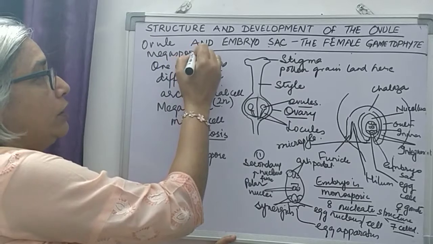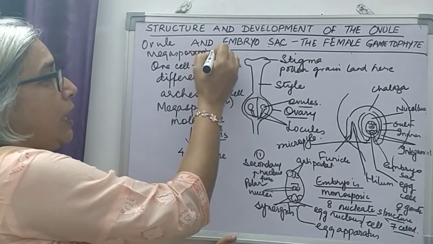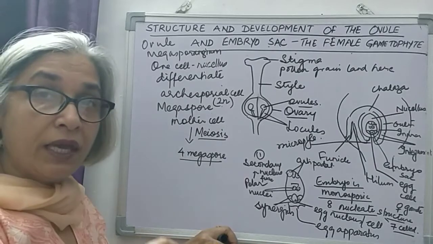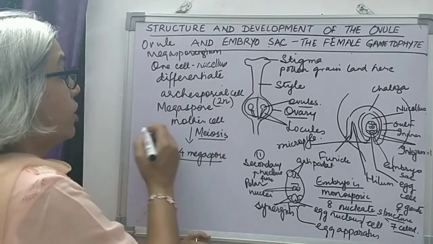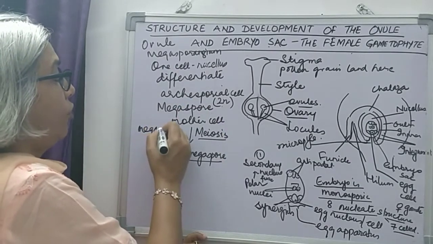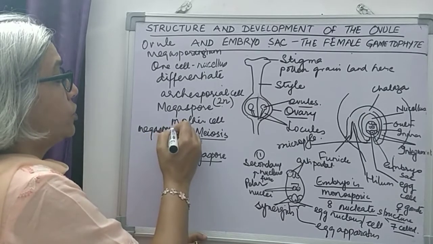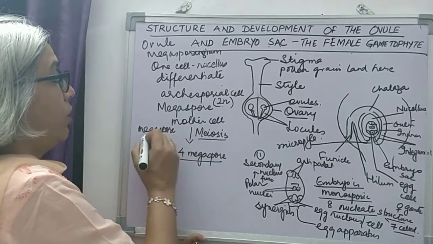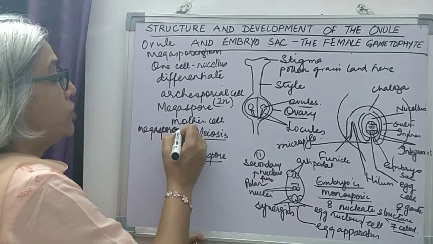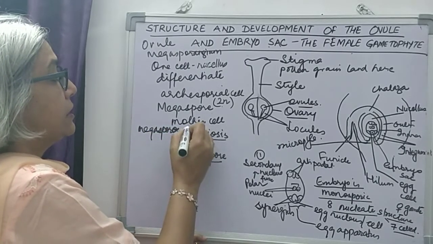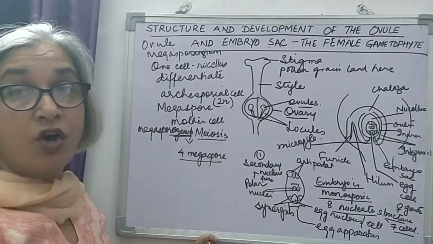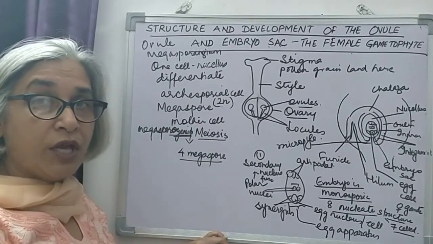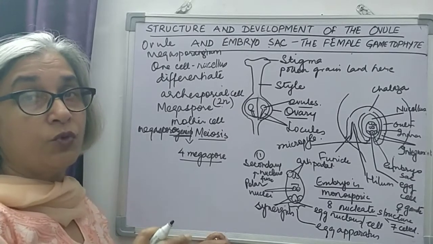The ovule is called the megasporangium, and the development of the megaspores takes place in the megasporangium. This process of development of megaspores in the megasporangium is called megasporogenesis. Genesis means formation. Formation of megaspores in the megasporangium is called megasporogenesis.